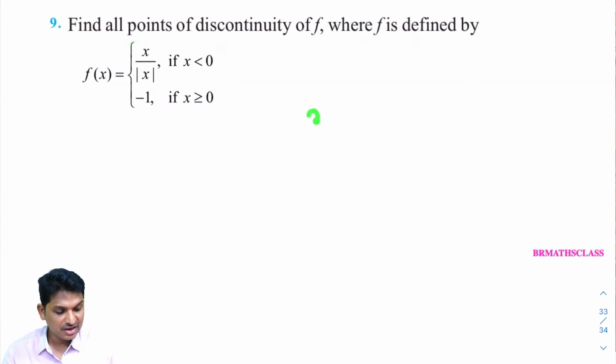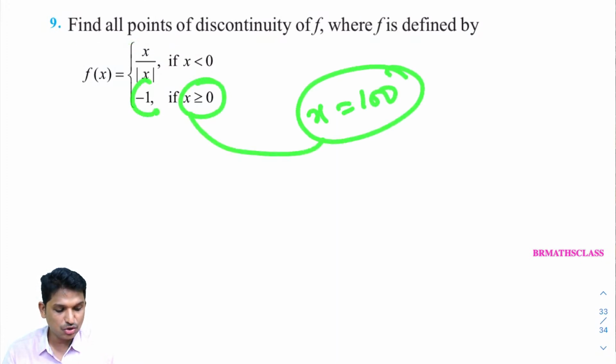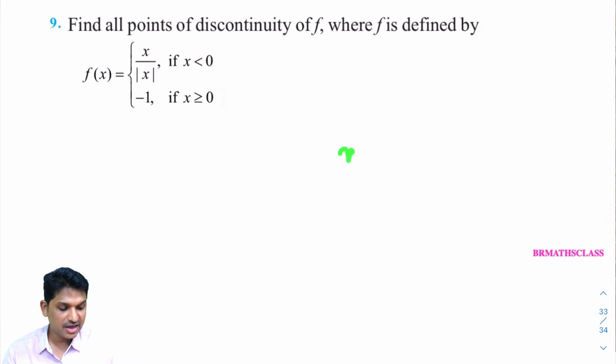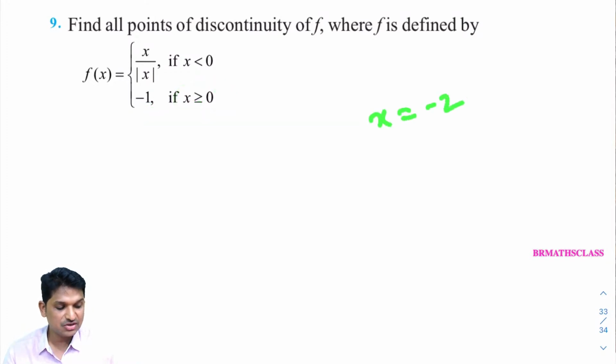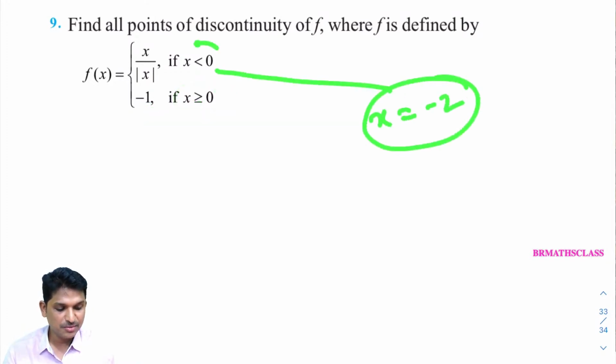For example, x equal to 100 is there. Which function to choose? 100 is greater than 0, obviously we will choose the second function. Okay, x equal to 0 is there. When x equal to 0, you see here equality symbol is there, so we choose the second function. Suppose x equal to minus 2 is there. Then which function to choose? Minus 2 is less than 0. We will choose the first function.